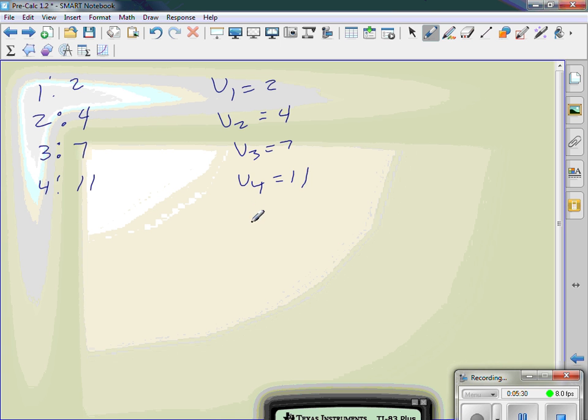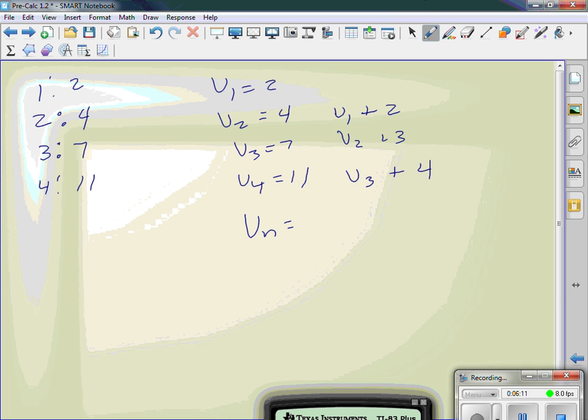I want to try to create u sub n. How do I get a 4 compared to a 2? Okay, so I'm going to take u sub 1 plus 2. How can I get that 7 compared to the last one? U sub 3 plus 3. Or sorry, not u sub 3, u sub 2 plus 3. How do I get 11? U sub 3 plus 4.